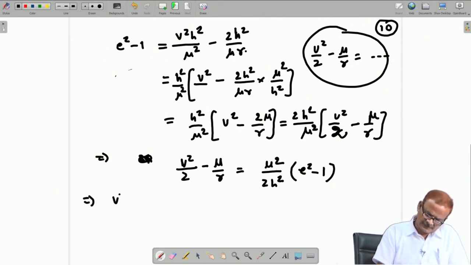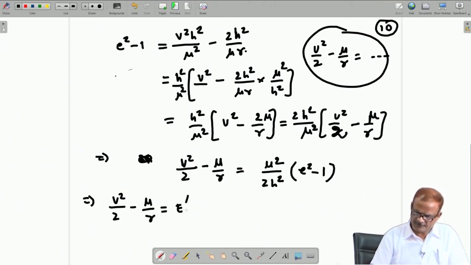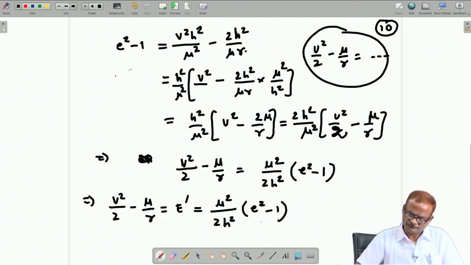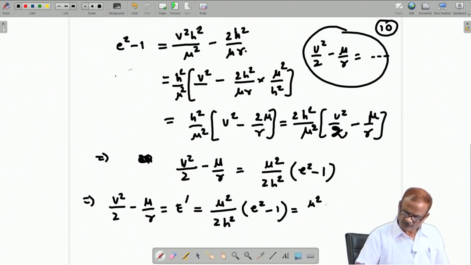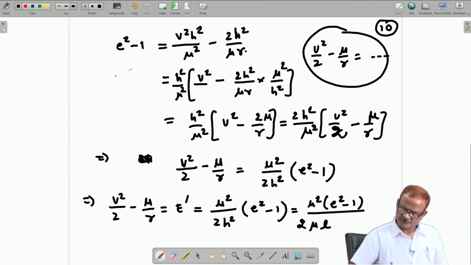So, now you can see that this quantity which we have written earlier, if you remember, E prime. So, this is nothing but mu square by 2 H square times E square minus 1. So, this is another way of working this and from here you can further investigate it. Two times H square equal to mu times L. So, we can write it in this way.